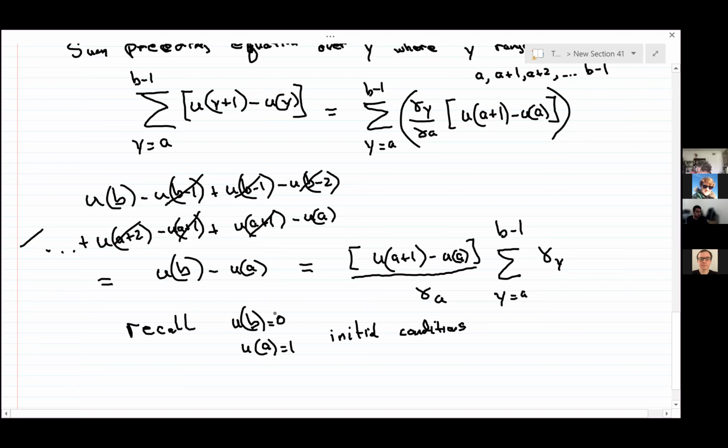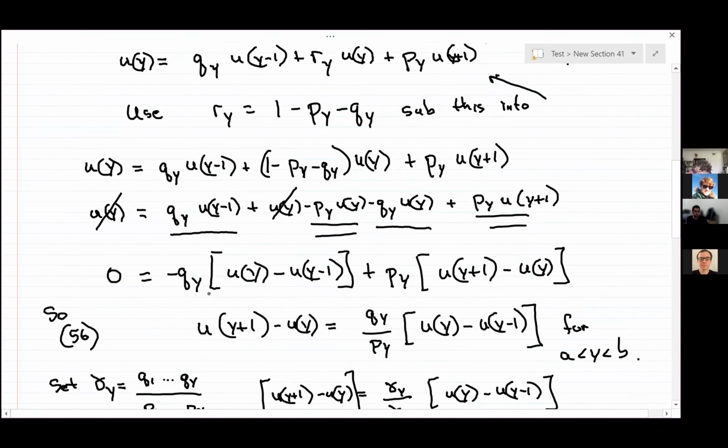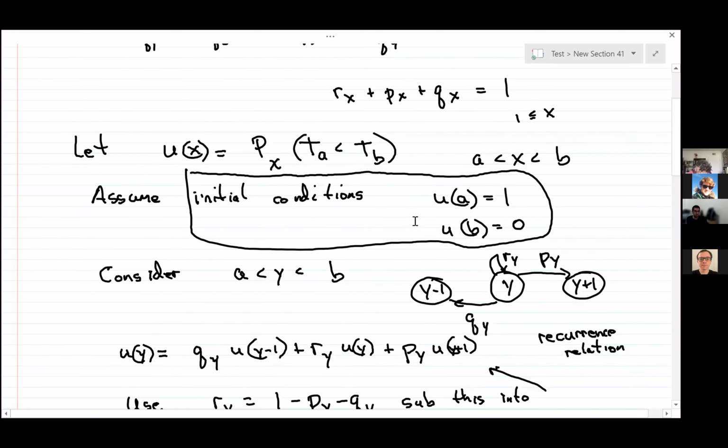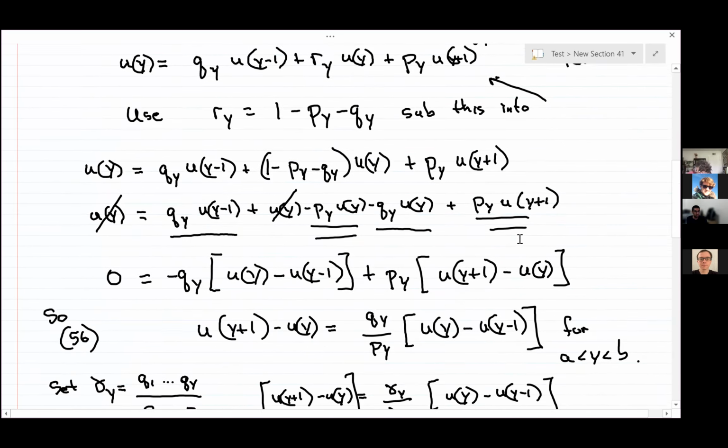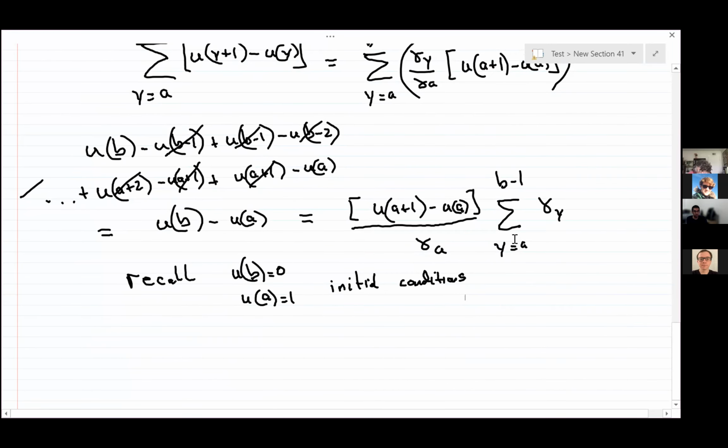Okay, so what is this on the left side? Well, U of B is 0 and U of A is 1, so this is just -1. And if you need to recall, I guess I can scroll up. Hopefully, there they are. The initial conditions. U of A was assigned to be 1 and U of B was assigned to be 0 from the beginning. Okay. So on the left side of this equation, we got -1.